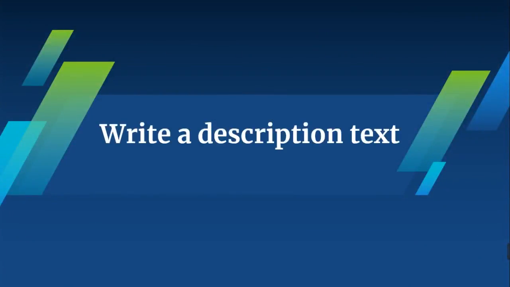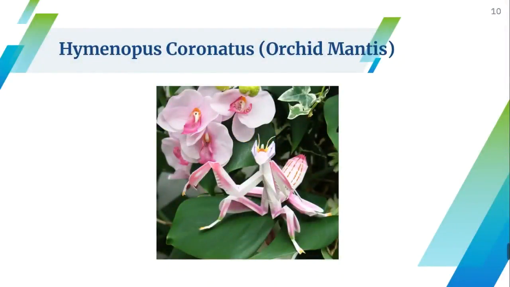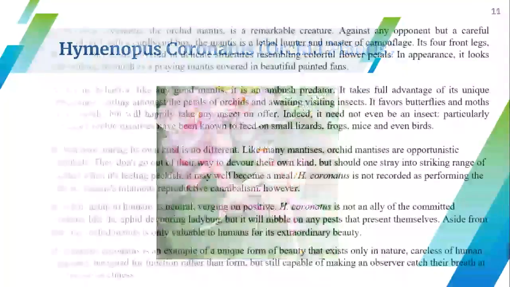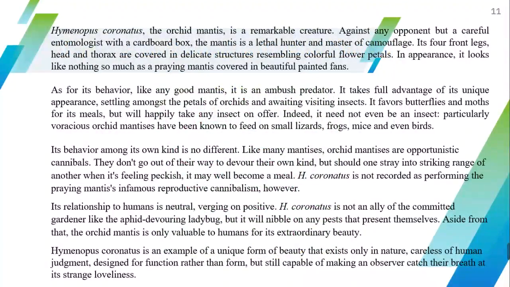So what to do next? You are going to write a description text based on your reading and discussion of the following text. You will be given this text entitled Orchid Mantis. Here is the complete text. And after reading and discussing this text with others, you are going to write your own text on the same topic.